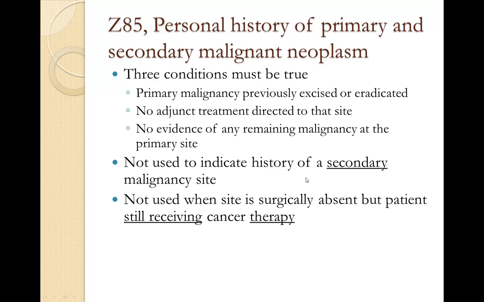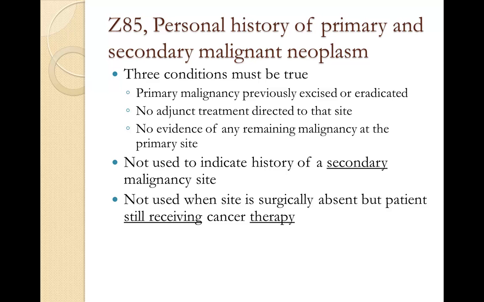Okay, we also still have our personal history codes. We used to get something out of the V10 category. For those of you that know ICD-9, we're now in the Z85 category, personal history of primary and secondary malignant neoplasm. So we need a few conditions to be true in order to code this.